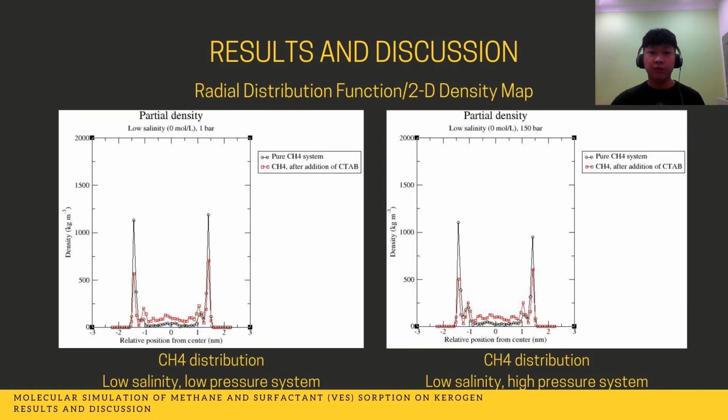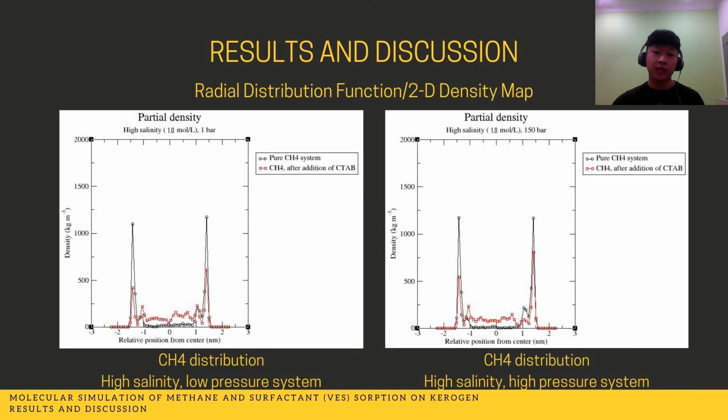In radial distribution function, in both graphs, the black line represents the methane distribution in pure methane system, while the red line represents the methane distribution in system with surfactant. As you can see from the center of the simulation box, the red line shows higher reading, which means more methane is under the free gas state with the addition of surfactant. This would simply mean that the adsorption of methane is reduced with inclusion of surfactant, as it reduces the IFT level of methane towards the graphene slabs. The same applies for both high and low pressure under low salinity. And the same thing applies for the system with low and high pressure with high salinity.